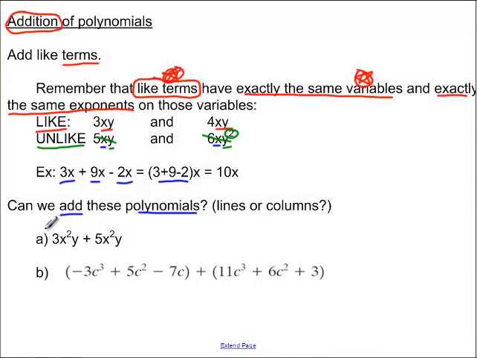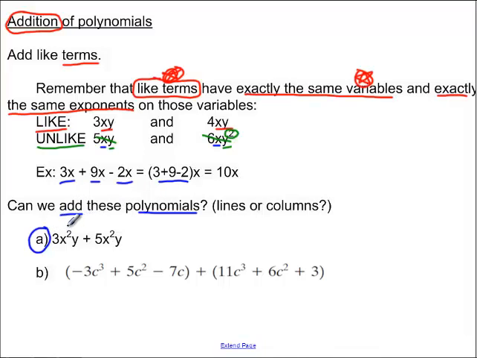Number one, here's A. And remember here we're going to do A, we're going to do B, and I'll give a C question for the homework. So remember to take notes and all this stuff. Pause the video when you have to, in just a second, but let's take a look at this. Can we add these polynomials?